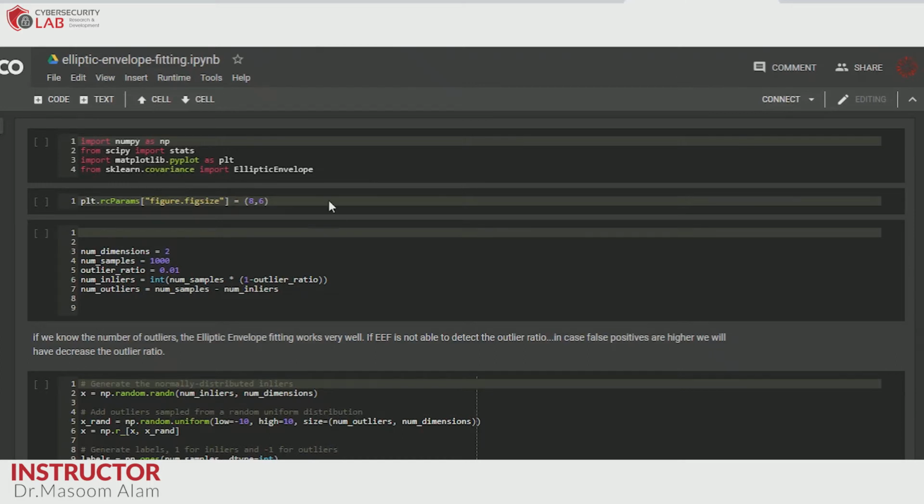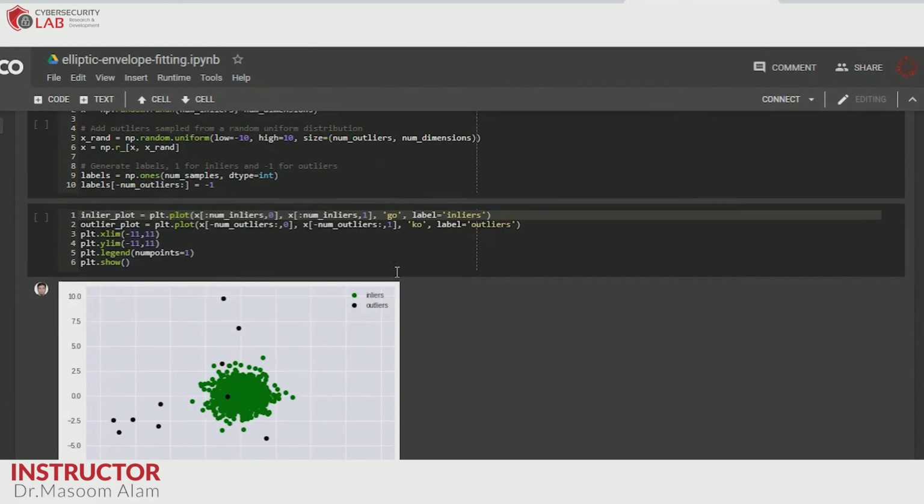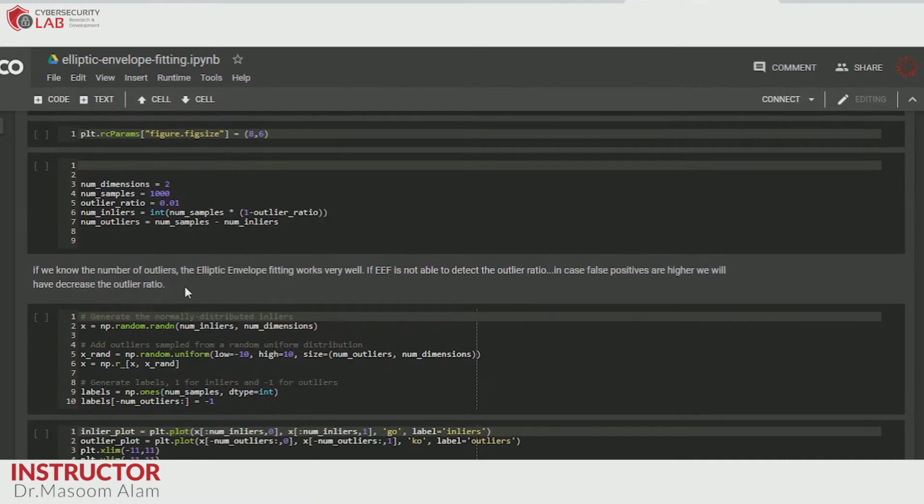So if you have outliers in the dataset, you can actually take them out with the help of elliptic envelope fitting. However, one thing to notice is that if we know the number of outliers in the dataset, this technique works very well. And if the outlier number is not correct, or in case of false positives, we have decreased the outlier ratio as well. So the number of errors will be increased.